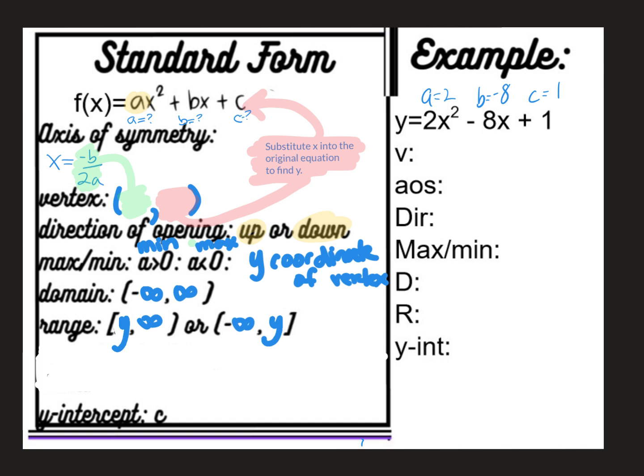I do want to tell you that sometimes B can be 0, and sometimes C can be 0. But A is never 0. A is always a number. But B is sometimes 0, and C is sometimes 0.